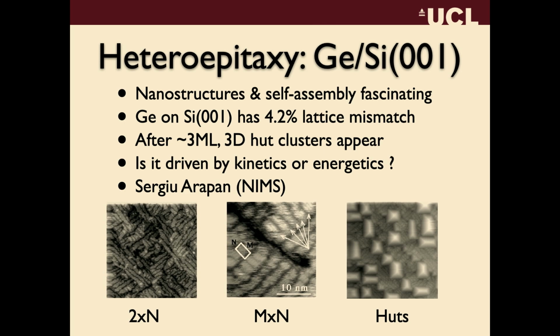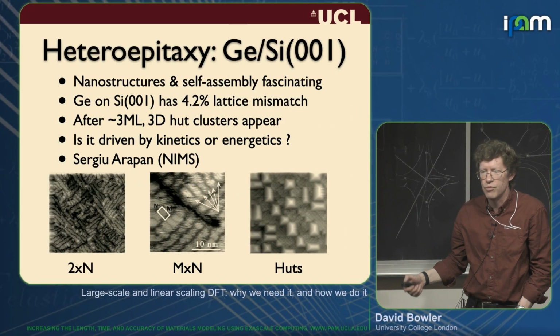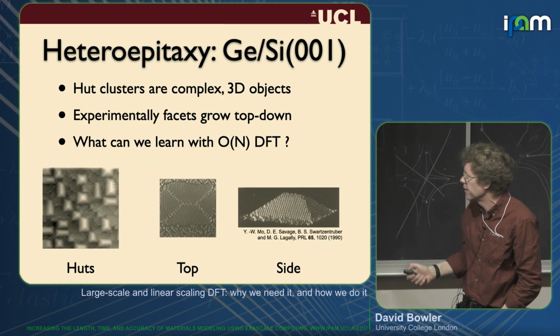And after you put about 3 monolayers down, you suddenly get a transition from flattish growth with trenches to this, where you've got these kind of, it looks like a house seen from above. They're called hut clusters, so they're these big things. And the key question still is, is it driven by kinetics or by energetics? Is it kinetic or thermodynamic?